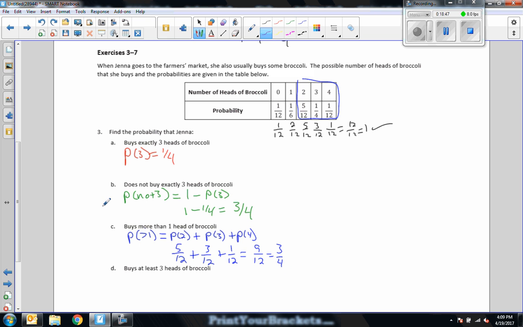All right. Buys at least 3. Buying at least 3 means 3 or more. The symbol for at least is greater than or equal to. The probability of more than or equal to 3 equals the probability of 3 plus the probability of 4, which equals 3/12 plus 1/12, which equals 4/12, which equals 1/3. Booyah!